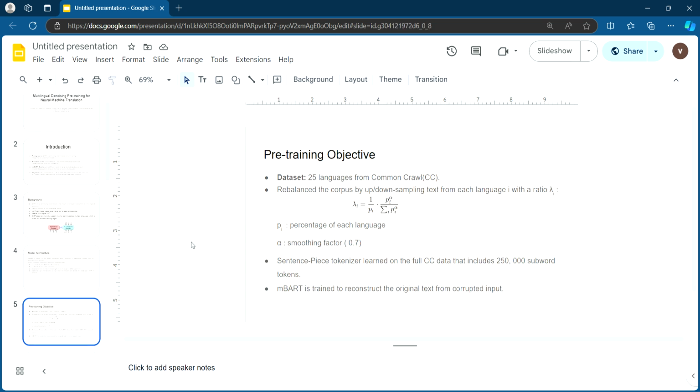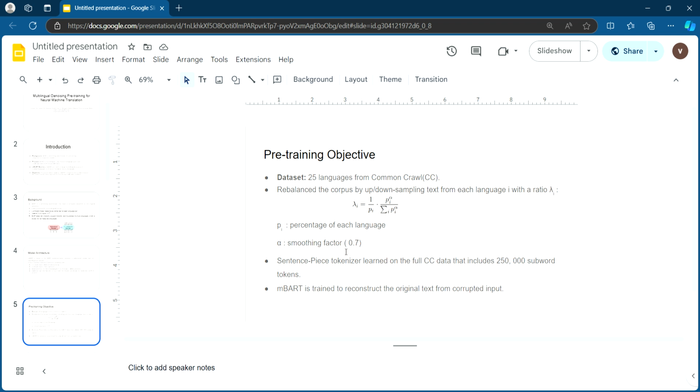So the pre-training objective is, firstly, the languages. mBART takes 25 languages from Common Crawl. Different languages can be in different amounts, so just to balance that out, it uses this particular formula. What this formula does is, for languages with a higher percentage, it scales that language down. So let's say for English we have 90% of the data available. Then it would scale down to some constant number so that each language has an equal number of sentences that can be drawn from it randomly.